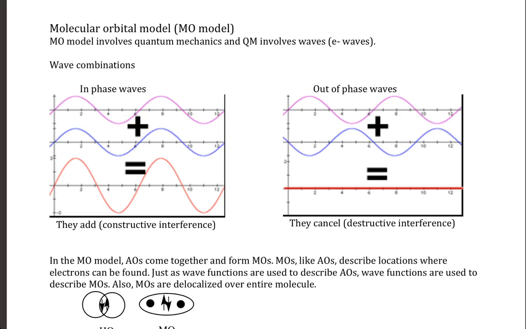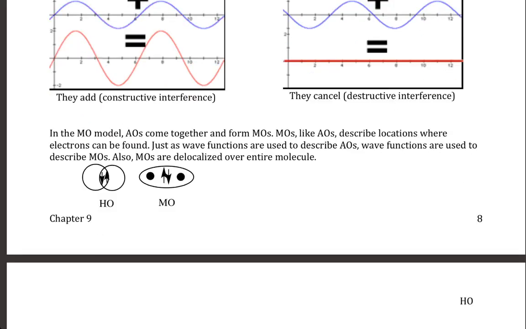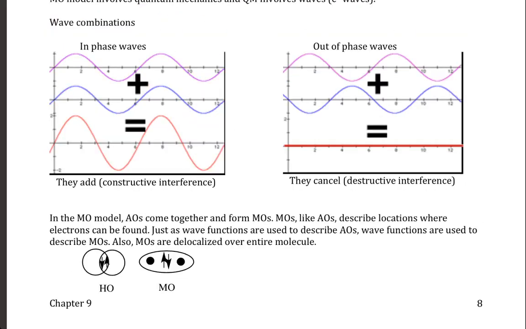Remember chapter 7 and atomic orbitals having to do with describing regions where electrons can be found, but also having to do with the wave nature of electrons. Okay, so let's go back for a quick review of waves. These are showing the diagram on the left, constructive interference, the diagram on the right, destructive interference.